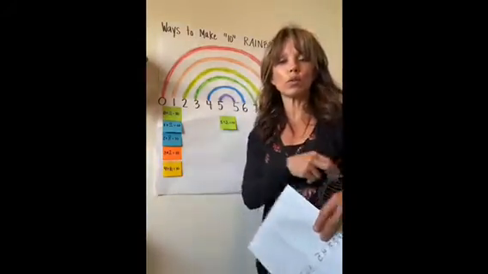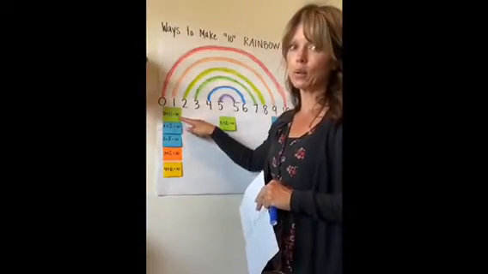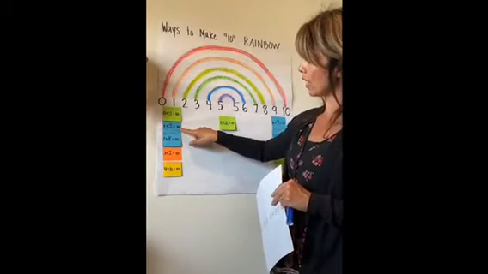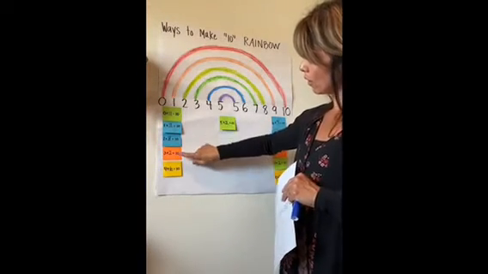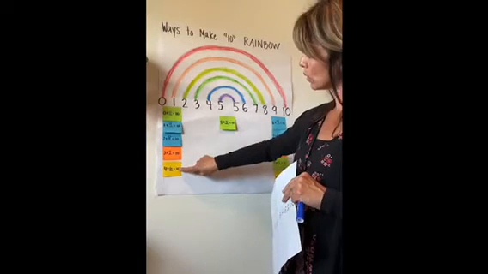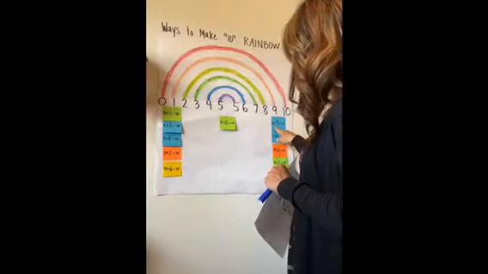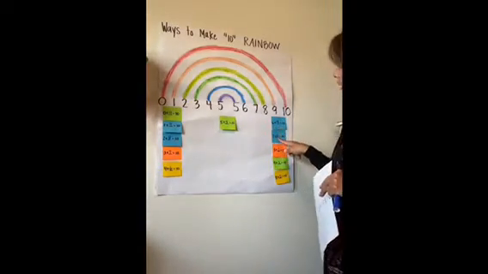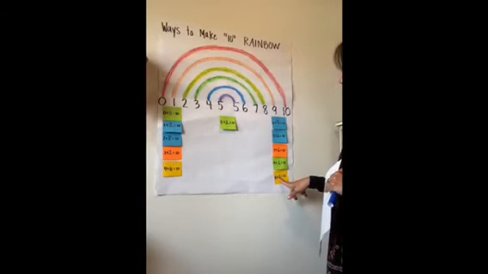So this is all the different ways to make 10. Let's just quickly go through and say all of the different ways. 0 plus 10 equals 10. 1 plus 9 equals 10. 2 plus 8 equals 10. 3 plus 7 equals 10. 4 plus 6 equals 10. 5 plus 5 equals 10. 6 plus 4 equals 10. 7 plus 3 equals 10. 8 plus 2 equals 10. 9 plus 1 equals 10. And 10 plus 0 equals 10.